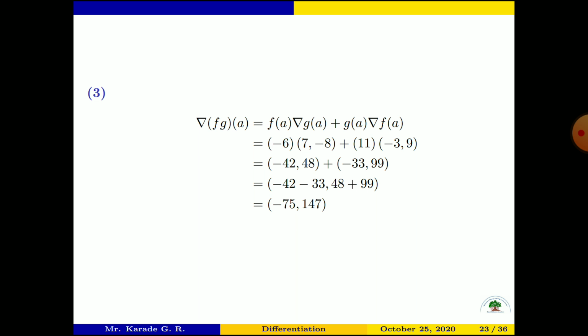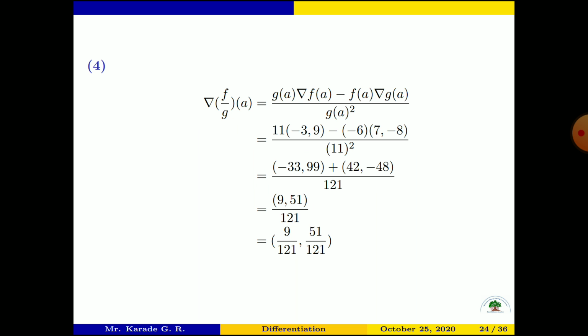Now just multiply by the scalar to the vectors, we get a next step, third step. It is a vector addition of two vectors, minus 42 comma 48 plus minus 33 comma 99. So addition of these two vectors is minus 75 comma 147. Thus the gradient of product of functions f and g at point A is a vector minus 75 comma 147.